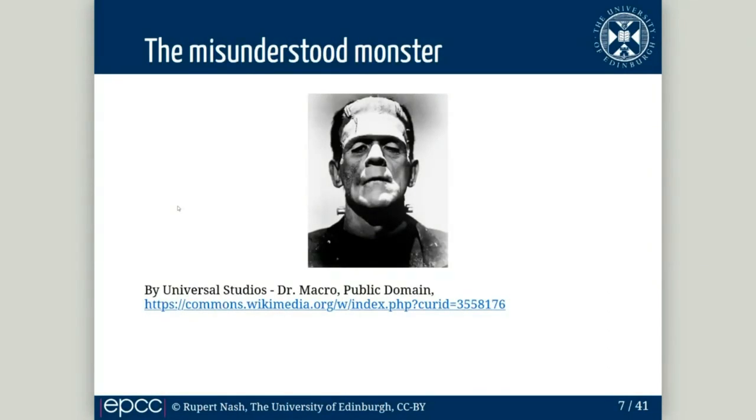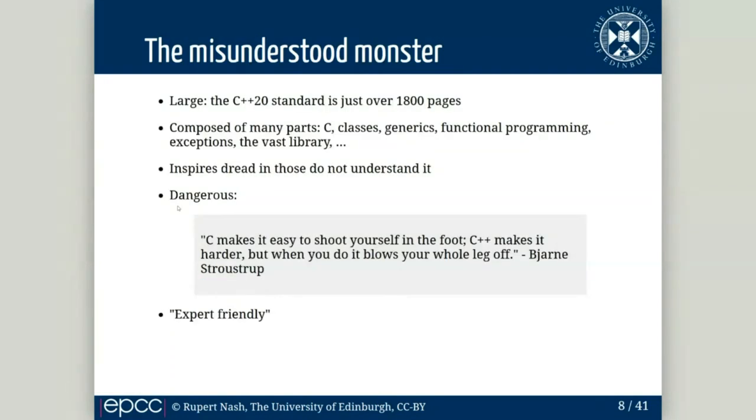So C++ is a bit of a misunderstood monster. As I said, it's large, and there are a lot of complexities in it. But there are also ways that we can use it that make our life a lot simpler, and we'll go through these as we go through the course. It's large, as I said. The C++ 20 standard is just over 20 pages. Sorry, 1800 pages. I wish it was only 20 pages, 1800 pages. So it is very large. It has many parts. It's based on C, so we've got all the things we'd expect in the C programming language. Plus we have classes. We have other features called generics. We have lambda functions, which help us support functional programming. We actually have exception handling. It's quite extensive, and there is a vast library.